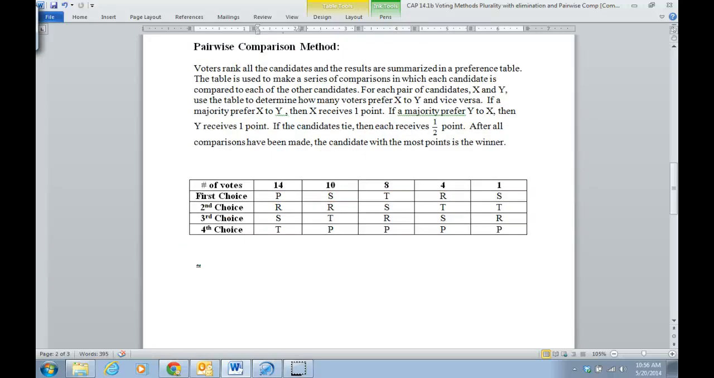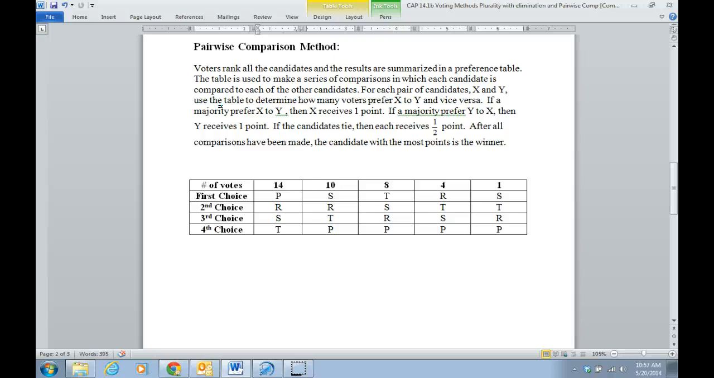So now I want to talk about the pairwise comparison method. In this one, we're going to take each of the candidates and compare them to each of the other candidates. Voters rank all the candidates, and the results are summarized just like what we had before. This is the exact same table. The table is used to make a series of comparisons in which each candidate is compared to each of the other candidates. For each pair of candidates, X and Y, use the table to determine how many voters prefer X to Y and vice versa.